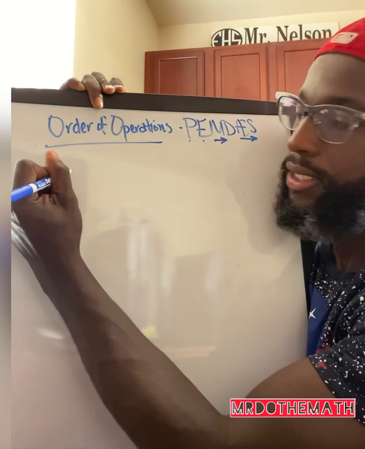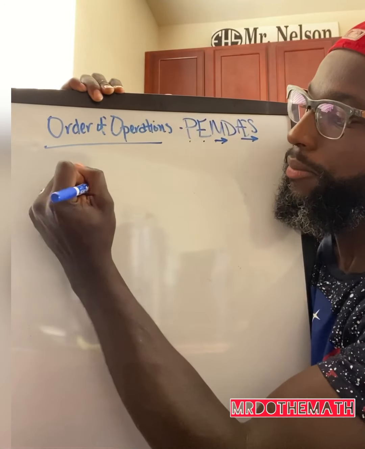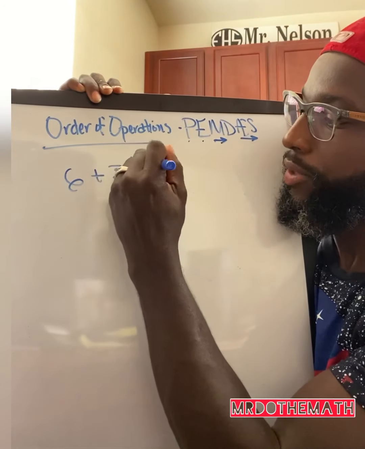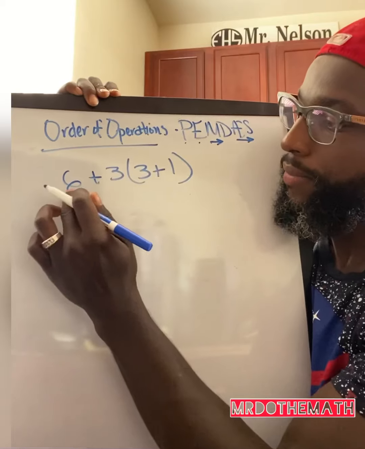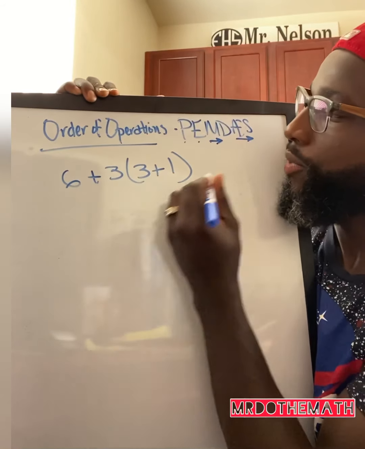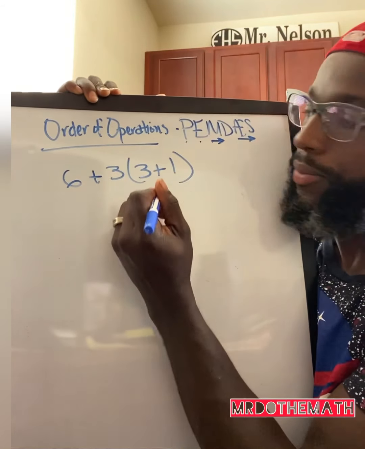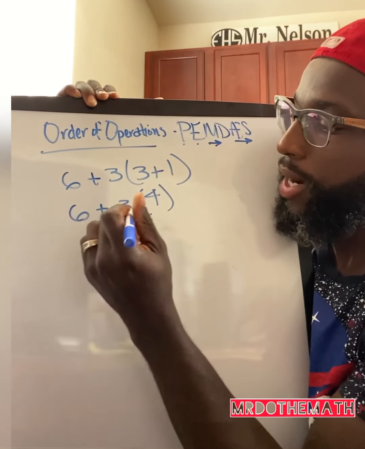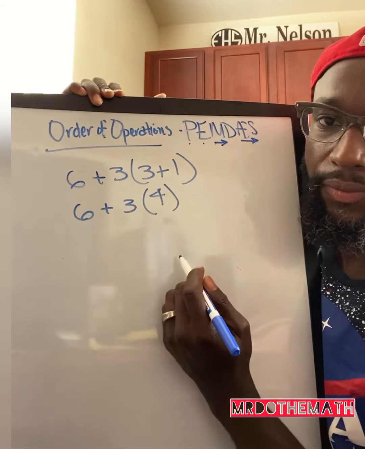All right, so let's look at this example here. 6 plus 3 times the quantity of 3 plus 1, right? Order of operations says that I do parentheses first. That would be this 3 plus 1, which is going to be 4. So if we rewrite the problem, we're going to have 6 plus 3 times 4, right?